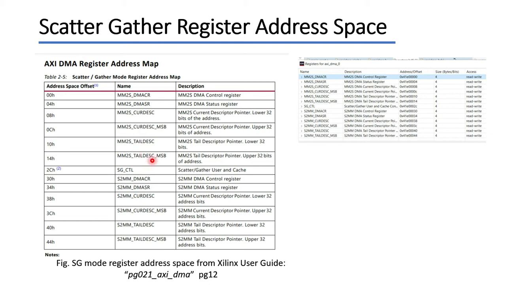These two registers are used when the address space is greater than 32-bit size. And similarly, these are the status registers for the memory map to stream, and these are the status registers for the stream to memory map.